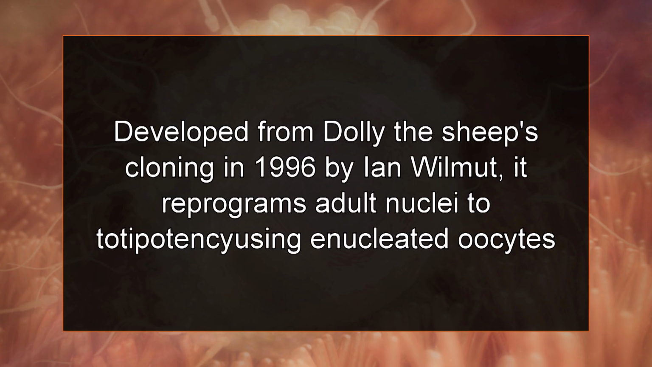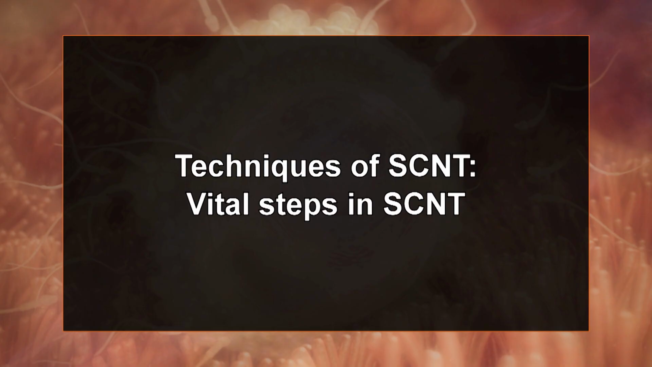Therapeutic cloning, or somatic cell nuclear transfer, generates patient-specific embryonic stem cells for regenerative therapy, avoiding immune rejection by using autologous cells. Developed from Dolly the sheep's cloning in 1996 by Ian Wilmut, it reprograms adult nuclei to totipotency using enucleated oocytes. For PG students, SCNT's rationale lies in personalized medicine, treating conditions like spinal cord injury with patient-derived neural cells.